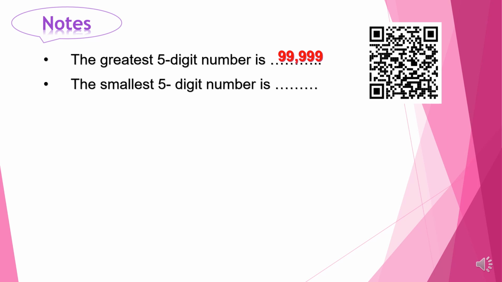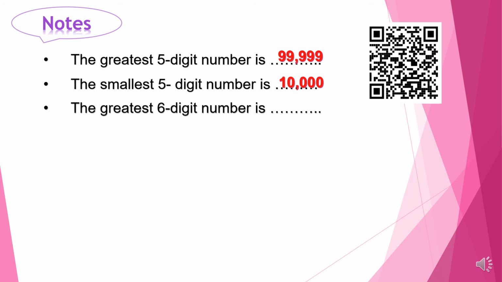The next note, the smallest 5-digit number, 10,000. Before 10,000, we have 9,999. So, the smallest 5-digit number is 10,000. The next note, the greatest 6-digit number. We want the greatest number, so there will be 6 nines. Let's read together. Start from the left, and when you see the comma, just say thousand.